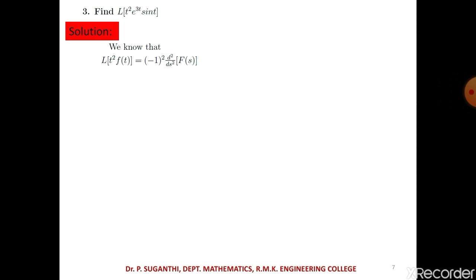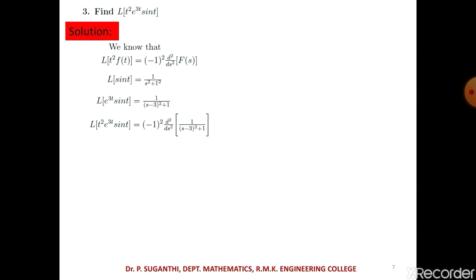We know that Laplace transform of sin t equal to 1 divided by s square plus 1 square, and if the function is multiplied by e power 3t, then s is replaced by s minus 3. Now we can apply Laplace transform of t square into e power 3t into sin t. In the above term, we can multiply minus 1 the whole square d square by ds square of 1 divided by s minus 3 the whole square plus 1. Here the t square is transformed into minus 1 the whole square d square by ds square.